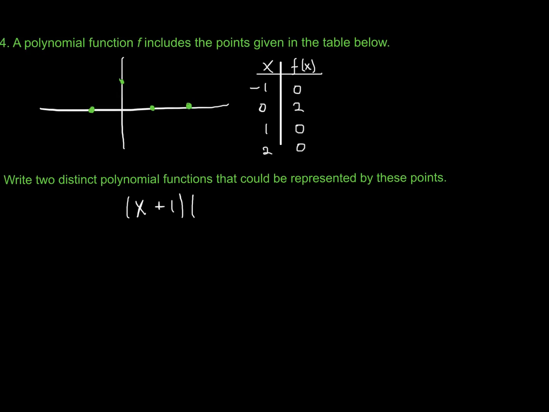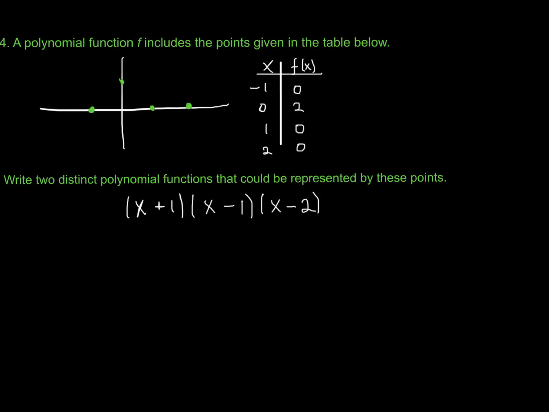Similarly, when x is equal to 1, we need the function to be equal to 0. What linear factor will be equal to 0 when x equals 1? That would be x minus 1. And similarly, when x is equal to 2, the linear factor x minus 2 will go to 0. So those are three linear factors that have to be a part of our function, because we know the roots of this polynomial function are -1, 1, and 2.